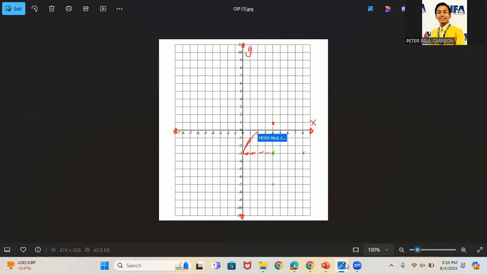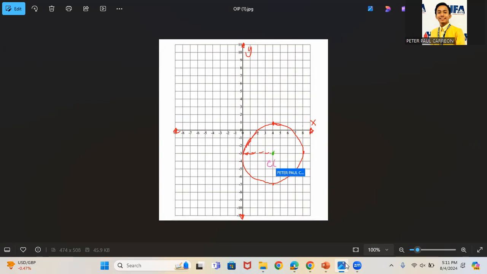So again, you may use a compass because you have your graphing tools with you. While with me, I'm just using zoom tools. We're just trying to give you a rough sketch of the circle. And then you may now label this one. So let's use another color for the labels.